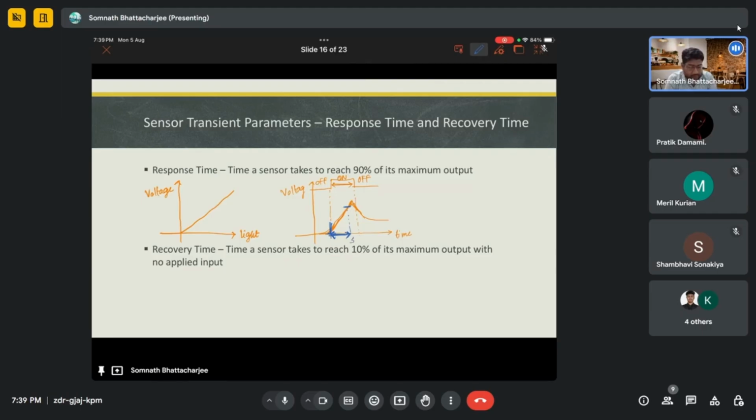We can say the sensor takes a certain amount of time to reach 90% of the maximum output. Let's say it can be like 5 seconds. 5 seconds is a very bad number for a photodetector or some kind of sensor, but let's say it's 5 seconds. A sensor takes 5 seconds to reach 0.9 A1, so the response time will be 5 seconds. The response time should be as low as possible, in the nanosecond range, or in some cases microsecond ranges, but it should be as low as possible.